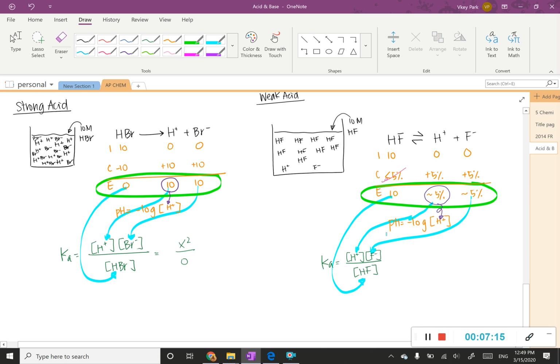Now this less than 5% can be 0.000000001%, or it can be 4.9999999%. It can be anywhere in between 0 and 5%. So this is why they give you the Ka value and they ask you to do the calculations. Hope this makes sense, and let me know if you guys want any extra videos explaining this further.